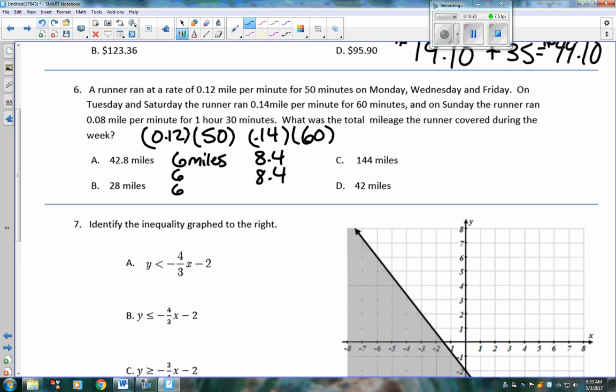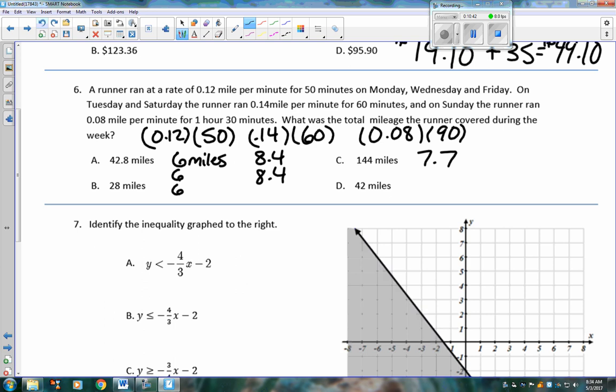Now, the last one on Sunday, he ran for 0.08 miles for how many minutes? 90 minutes. So 7.2. Now, to find your answer, you're going to add up these 6 numbers.